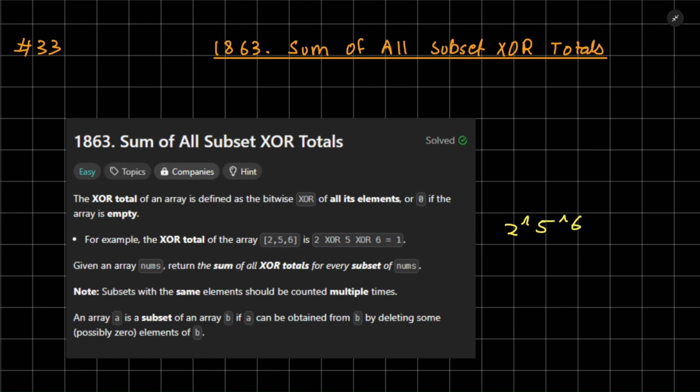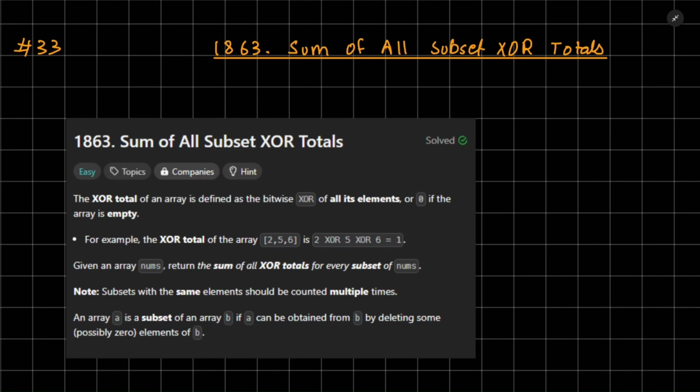Okay, so we are given an array nums. We need to return the sum of the XOR totals of every subset of nums. And subsets with the same elements should be counted multiple times. What a subset means is nothing but a subsequence. Because in this subset, you can take an element, and if it's repeating, then we need to take it multiple times. We can take it or not take it, and that's what a subsequence is for an array.